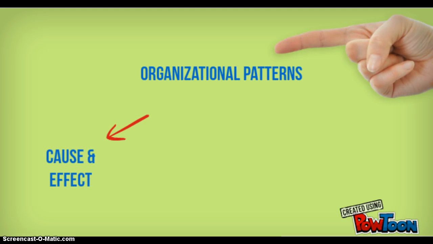Now let's look at some organizational patterns. When we first start with cause and effect, an example of that would be like in Romeo and Juliet. Romeo and Juliet couldn't get married, so the effect of that was that they married in secret.